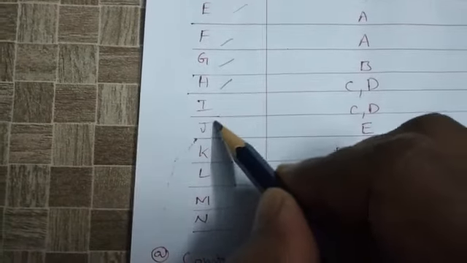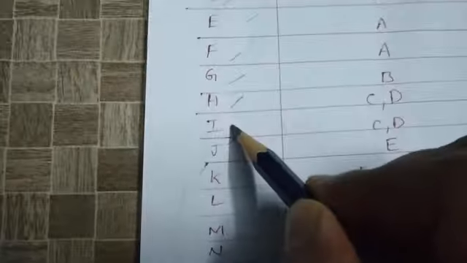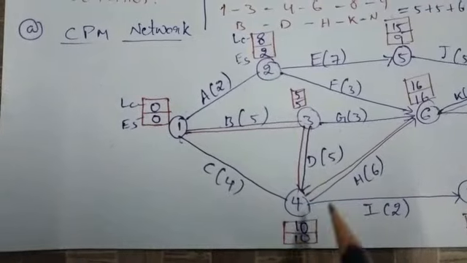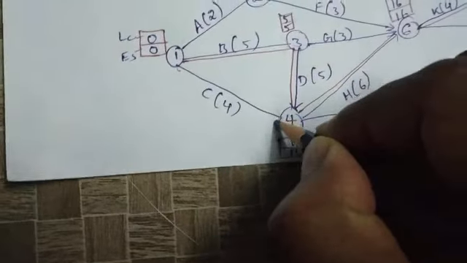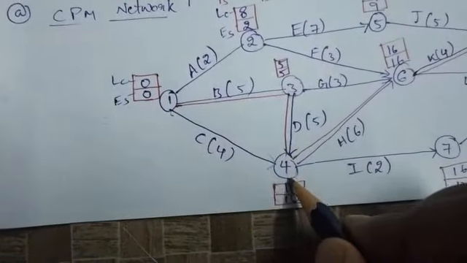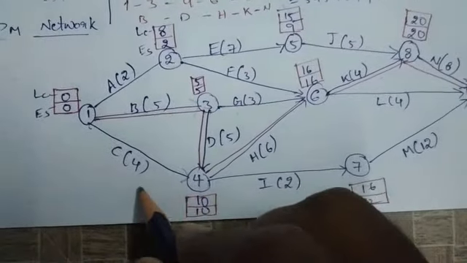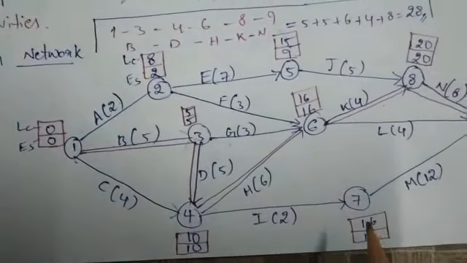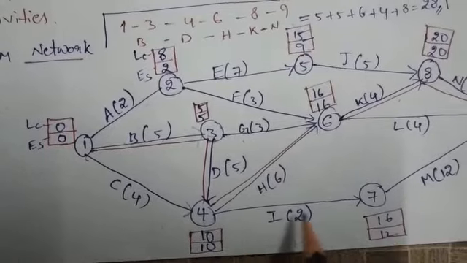H is completed, and then I is the same, with immediate precedence C and D. Both C and D are connected with the fourth node, and I starts from the fourth node. So this is the I activity, and the duration of the I activity is 2.